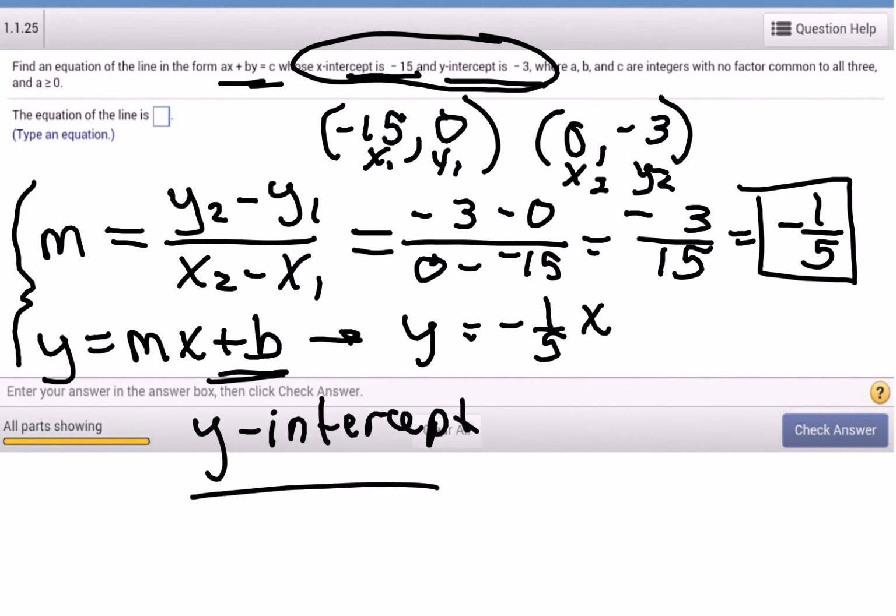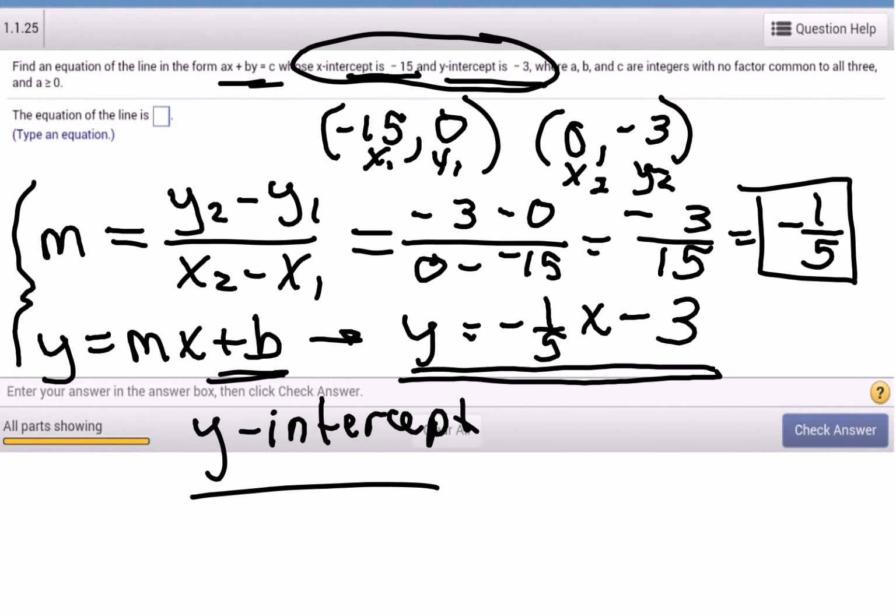Again, you should be able to get this from this section. What do I know my y-intercept is? Yes, it was given to me. That's 0, negative 3. So negative 3 is my y-intercept. So here's my equation in slope-intercept form.